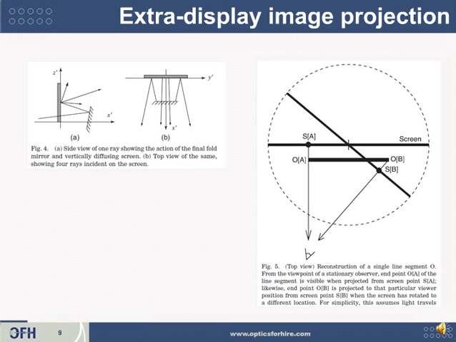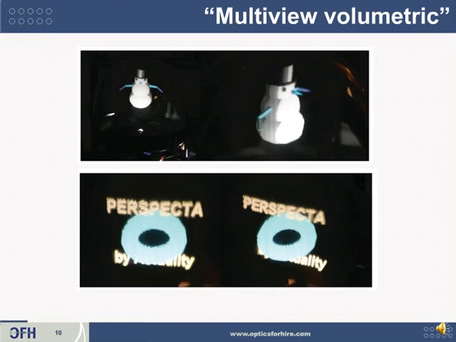One curious thing is that although the user perceives a line stretching from point OA to point OB, in real life it's generated by a curved intersection with this rotating screen that arcs from SA to SB. This is a photograph of our example of a multi-view volumetric display. Here you can see a snowman. When it's head on, you can see its front, and when you walk around it, you can see that its arm actually blocks its body behind it.